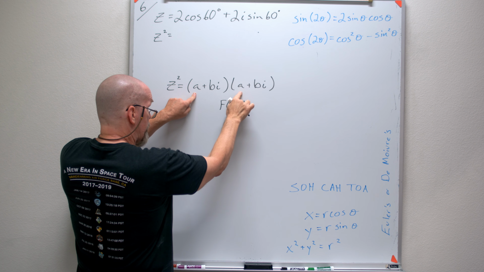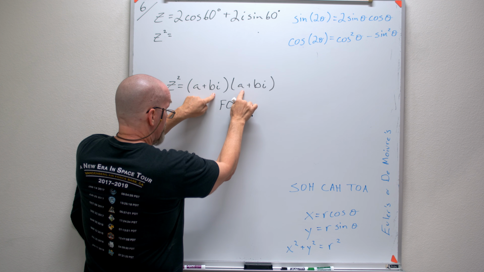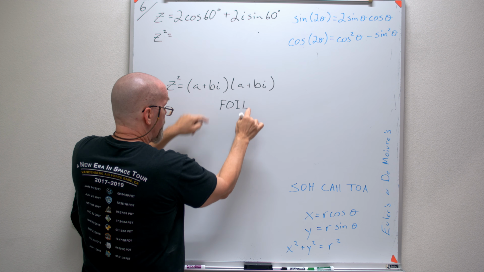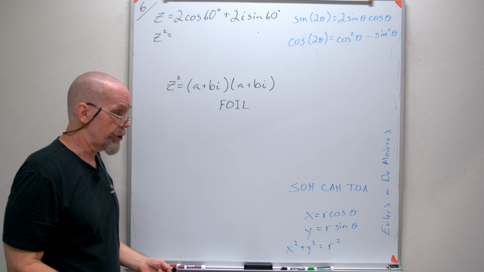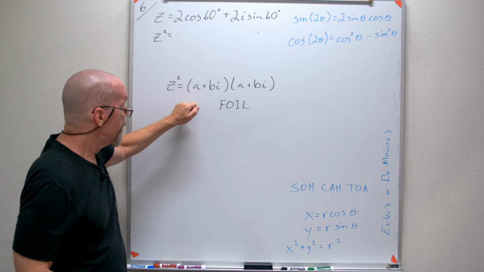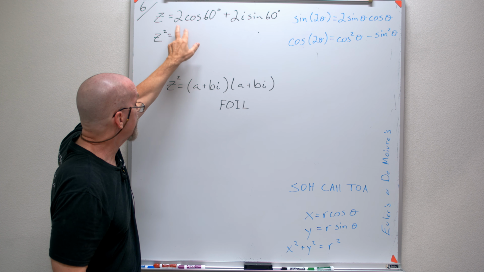First, a times a, outers, a times bi, inners, bi times a, which is also a times bi. Last times last, bi times bi is b squared, i squared, which is equal to -1. We would just FOIL if we had nice, easy numbers. We have cosine of 60 degrees and 2's and whatever.